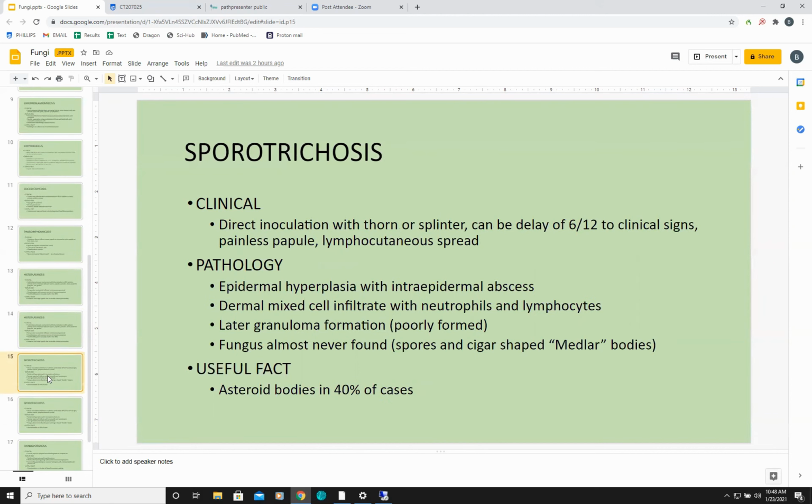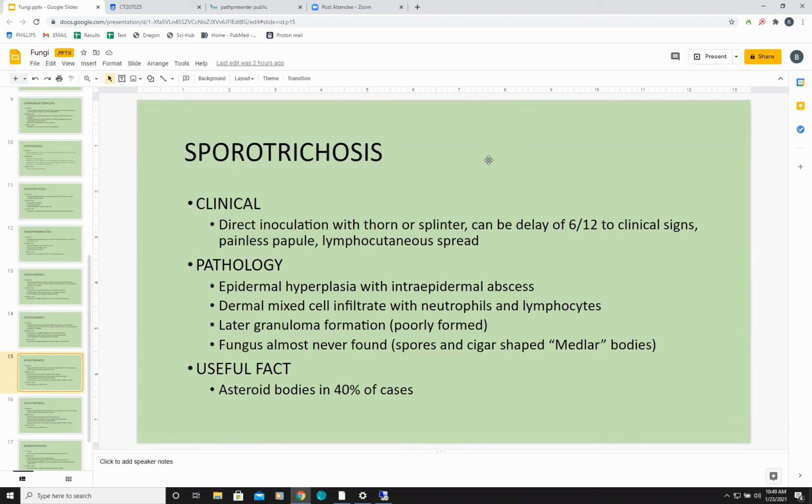Next one is sporotrichosis. And this, like chromomycosis, is primary inoculation, usually with a thorn or a splinter. It can be a delay of up to 6 months to get the clinical signs. So often the history can be tricky to get. And it presents with a painless papule, which then can have lymphocutaneous spread.